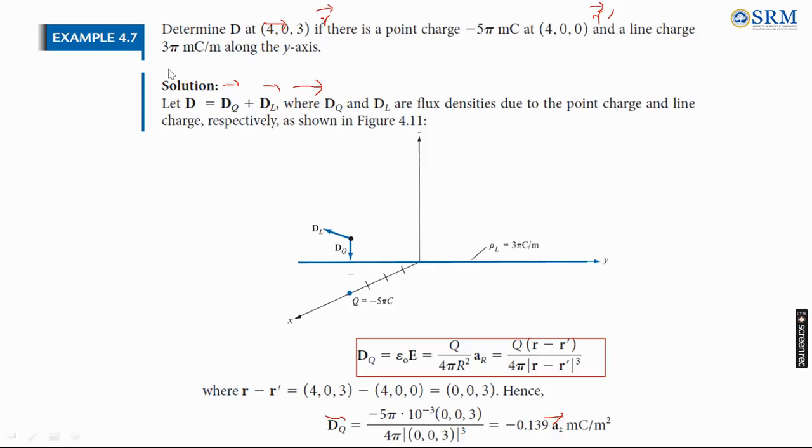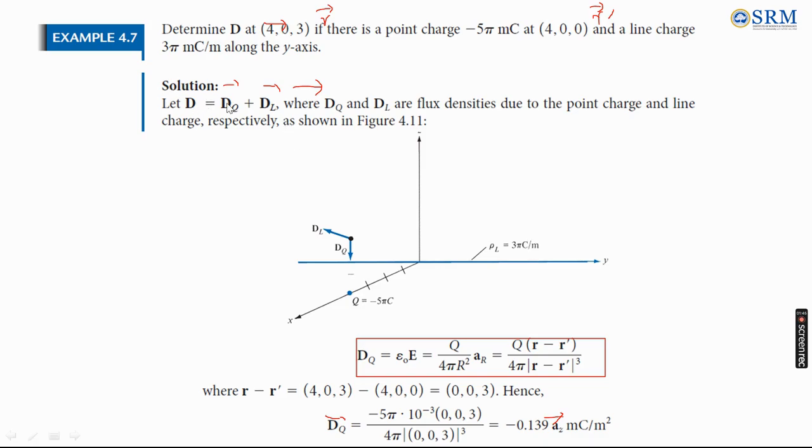Now let us see one problem. We are asked to find the electric flux density at this particular point that we are considering as the r vector. There is a point charge of minus 5 coulomb at the location (4, 0, 0), that is along the x-axis, and there is a line charge along the y-axis. The point charge is in coulomb, the line charge is in coulomb per meter.